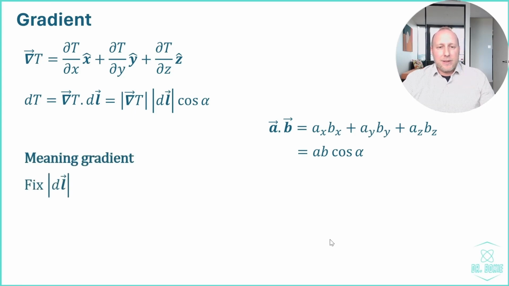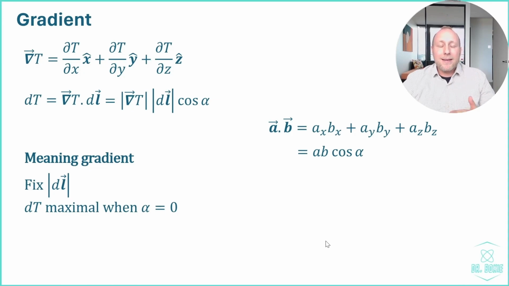Now, we can use this to interpret what the gradient actually means. If we fix the size of the displacement, so we fix the distance we're moving away from our initial point, and we're asking in which direction does dl need to point such that the change in T, the increase in T, will be maximal. Well, the answer is it will be maximal when the cosine of alpha is 1, which is the largest value a cosine can take, and that is the case when alpha is 0 degrees. So that means that the increase in T is largest when the angle between the displacement and the gradient is 0. In other words, when the displacement is in the direction of the gradient.